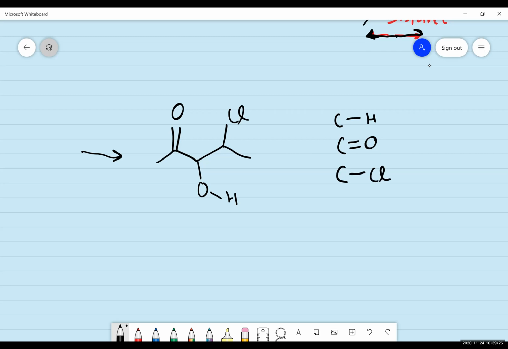What do you mean C double bond? Cl, that's a single bond, not a double bond. Yes, I meant single bond, sorry. Okay. Any other kind of bond? The CC bond, yes. Carbon-carbon bond. How about C single bond O? Then the OH bond. O and H bond, right?